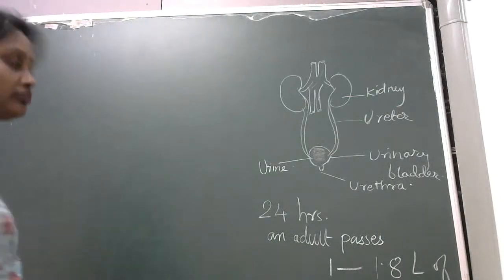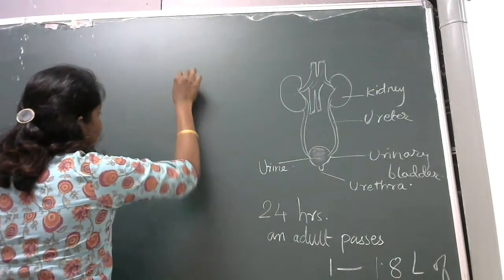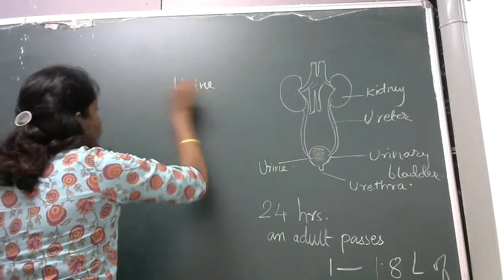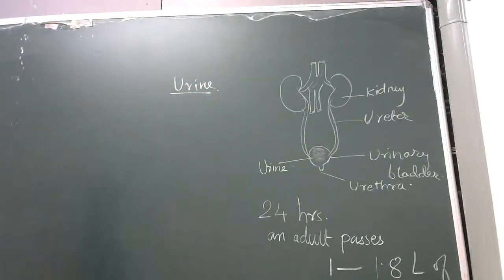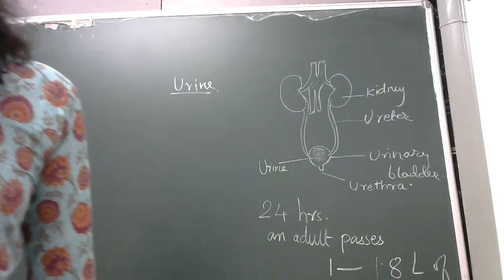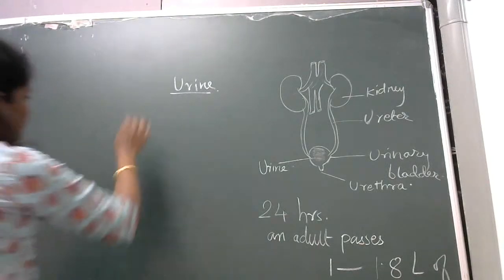Now here, what is this urine? Urine contains 95% water.